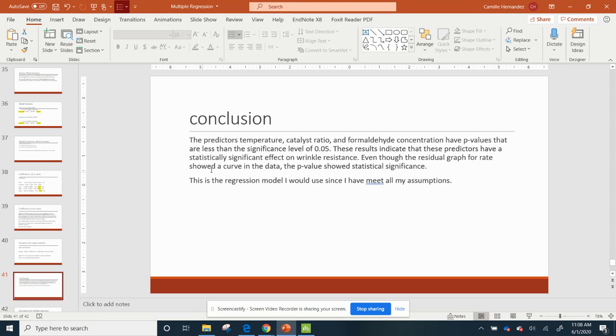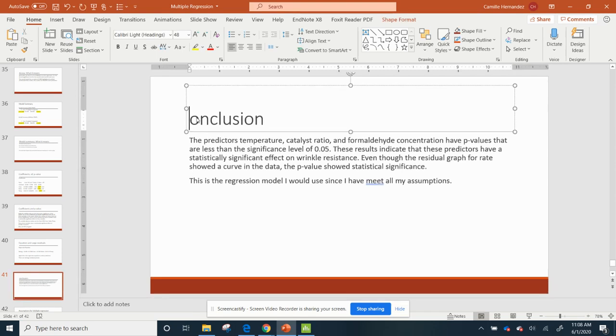So what's my conclusion? The conclusion is that the temperature, catalyst ratio, and formaldehyde concentration have p-values that are less than the level of significance. These results indicate that these predictors have a statistically significant effect on wrinkle resistance. Even though the residual graph of ratio still had a curve in it, the p-value showed statistical significance. This is the regression model I would use since it met all my assumptions.